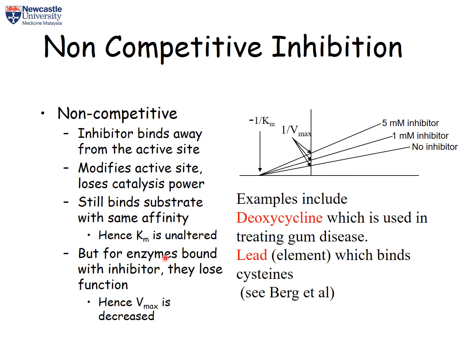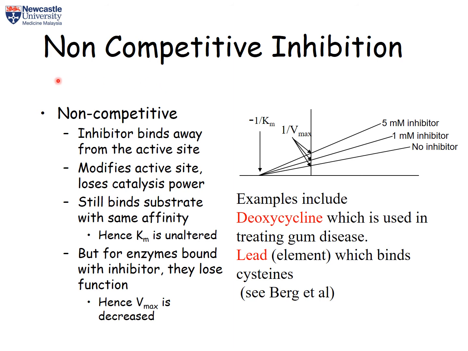But for the enzymes that are already bound with the inhibitor, they will lose function. And therefore Vmax is decreased. Now if you look at the Lineweaver-Burk plot, you can see that with the increase in the inhibitor, you also get an increase in 1 over Vmax. So when 1 over Vmax increases, it means Vmax is decreased with the presence of more inhibitor.